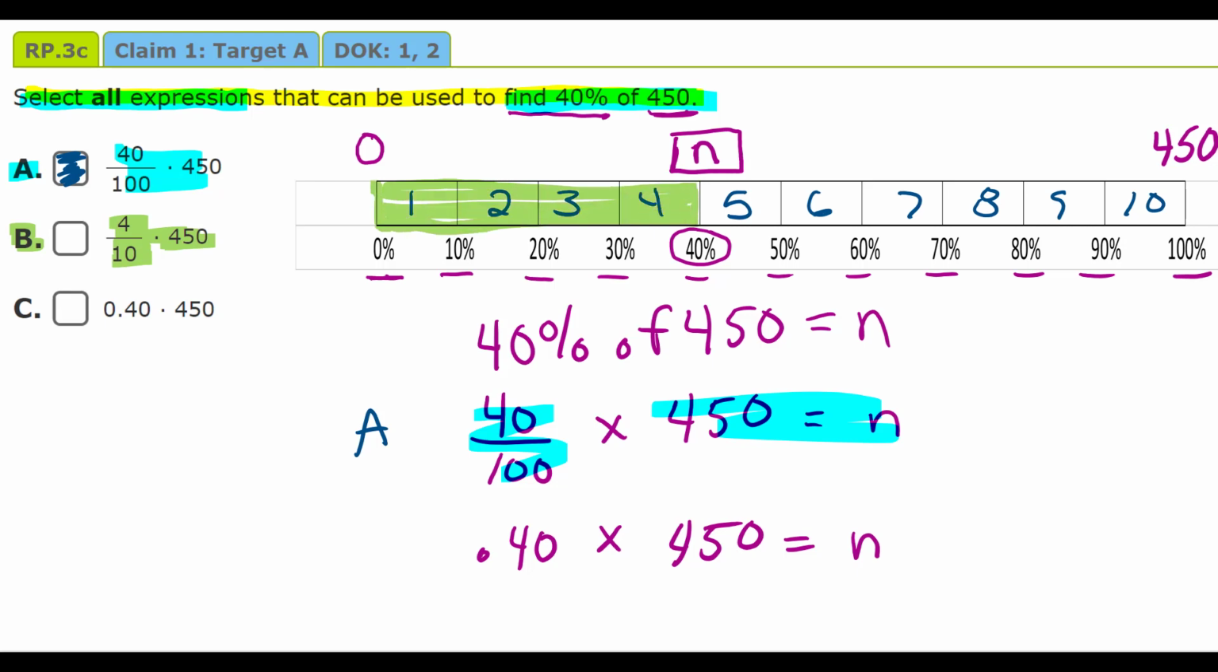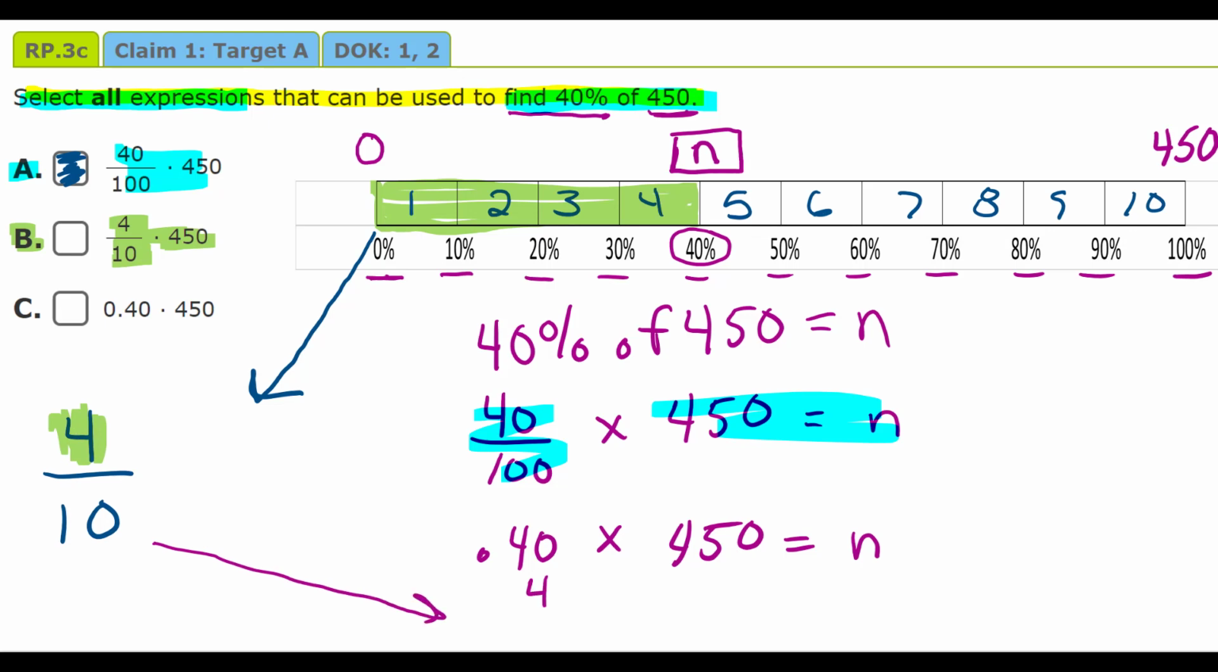So there's 40%. So another way that we could use our percent bar is to write it in terms of tenths. We had 4 out of 10 spaces marked green. So we could actually write another expression. We could say 4/10 times 450 equals n. So B also works. For C, C reads 40 hundredths times 450. And sure enough, we have that right over here. And so we know that C also works.